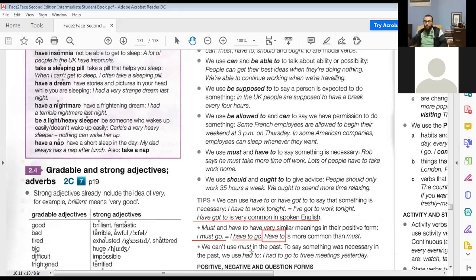Okay, it says we can't use must in the past. To say something was necessary, we use had to. This is had to. It shows necessity in the past. So if you want to talk about your childhood in school, you can say, when I was a child in school, we had to do lots of exams. When I was a child in school, we had to do all our homework, for example. So this is a necessity in the past. I had to go to 3 meetings yesterday. All right. Okay, so very quickly, you cannot use must in the past. There's no past form of must.